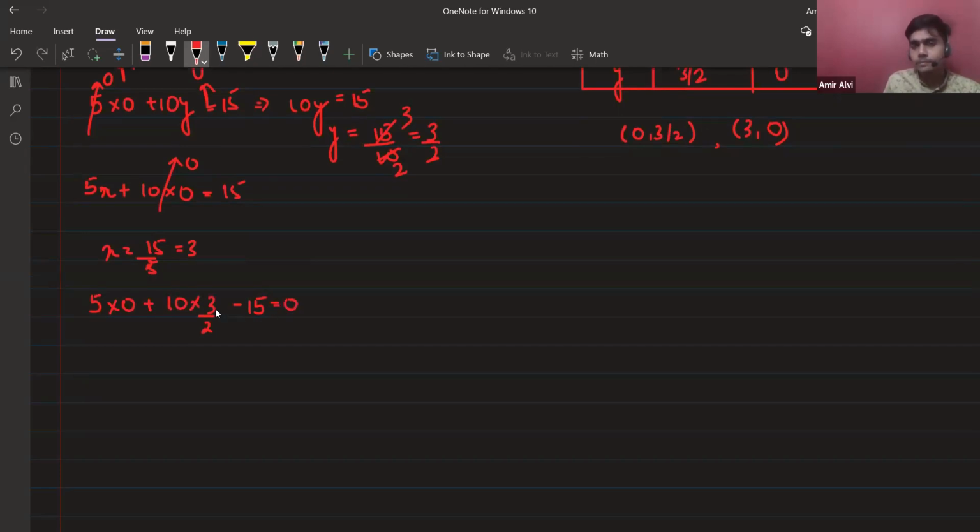Clear? Yes. Calculate. This will be 0 plus 2 5s are 10. 5 3s are 15, minus 15 equals 0. Yes or no? So this is 0. So 0 is equal to 0, which is true, which means that it is satisfying.